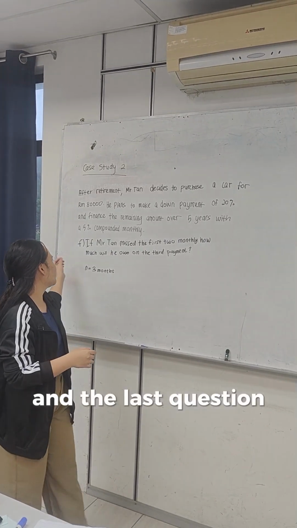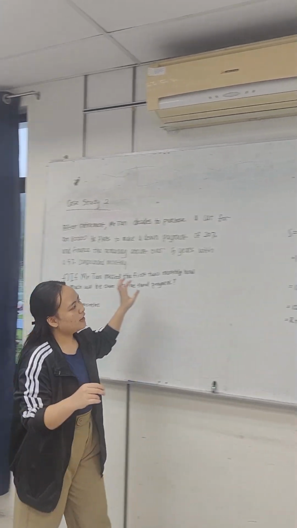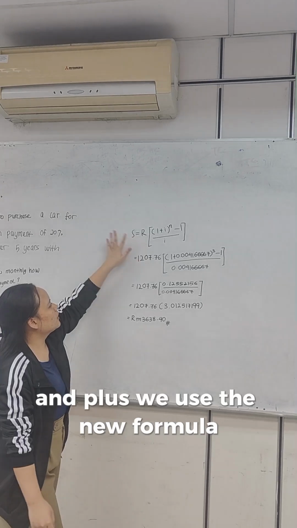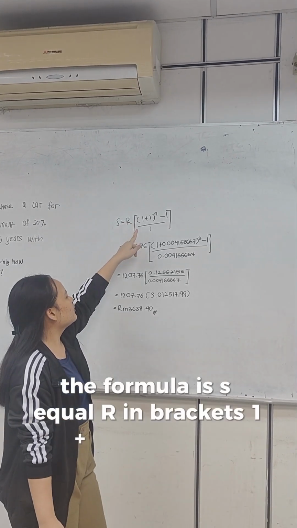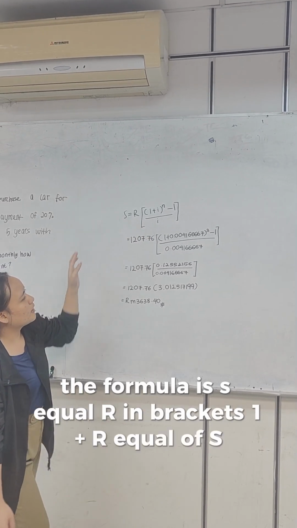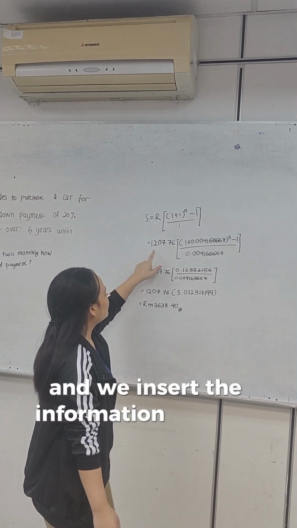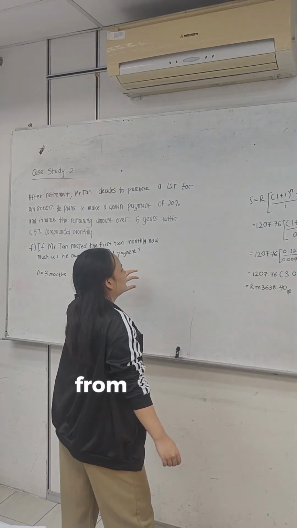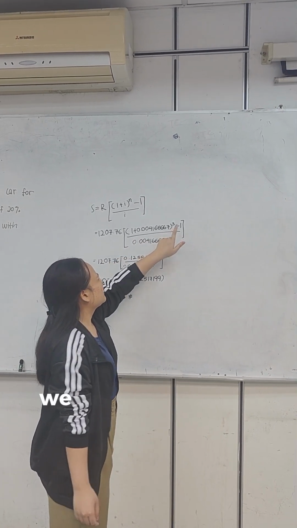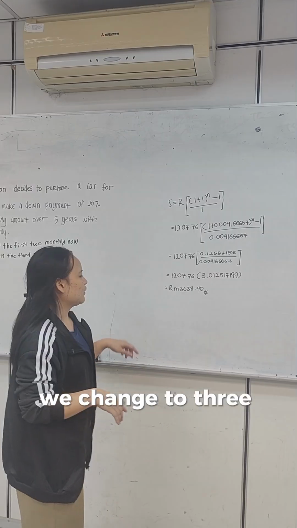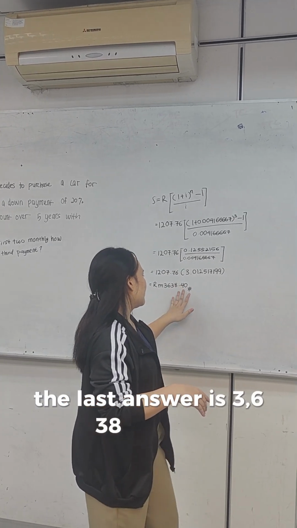And the last question is F. Here we change the N into 3 months, and here we use the new formula. The formula is S equals R, a bracket, 1 plus I to the power of N minus 1, and we insert the information that we got from the last question, but the N we change to 3. So the last answer is 3,638.40.